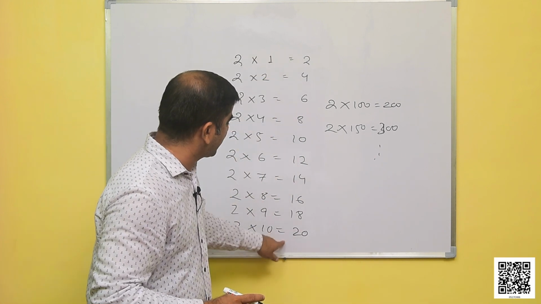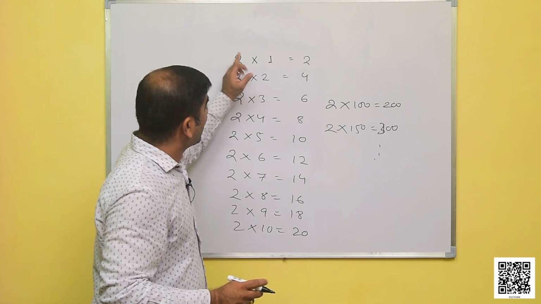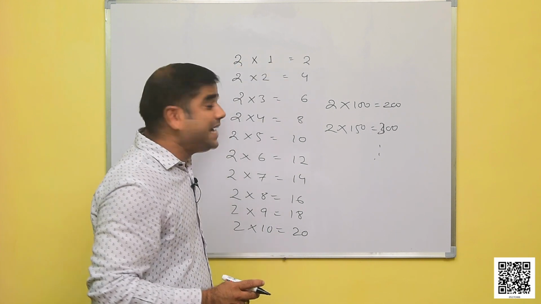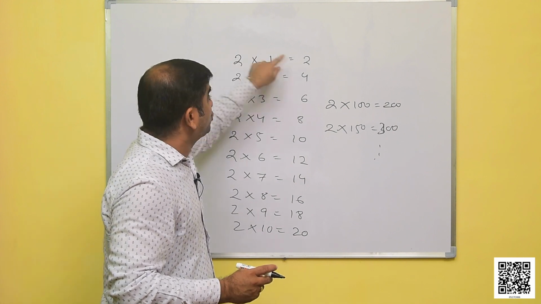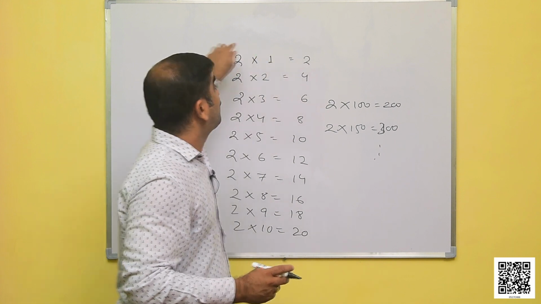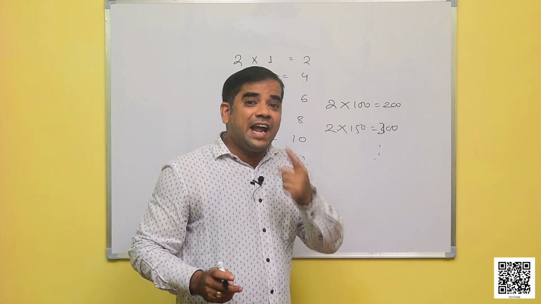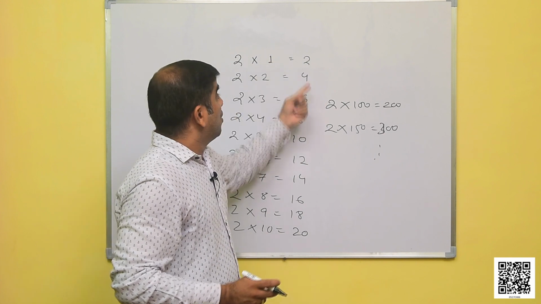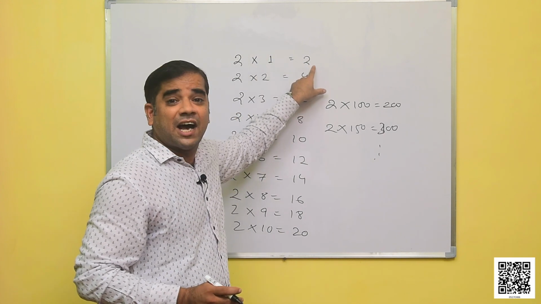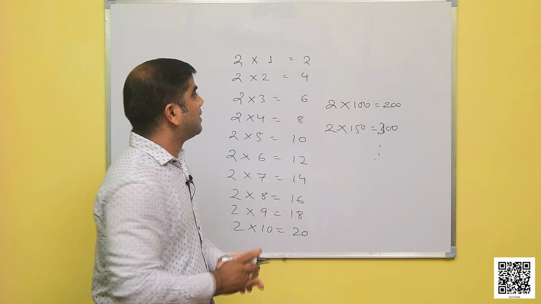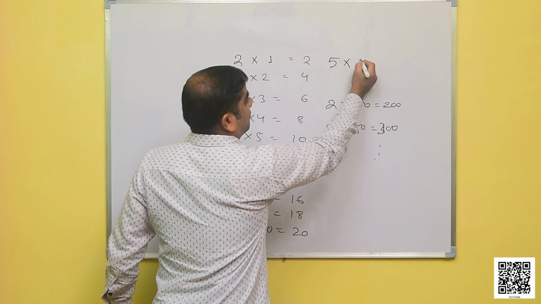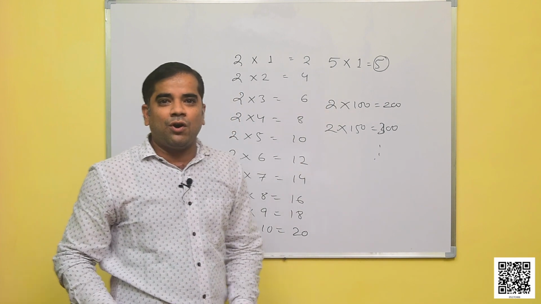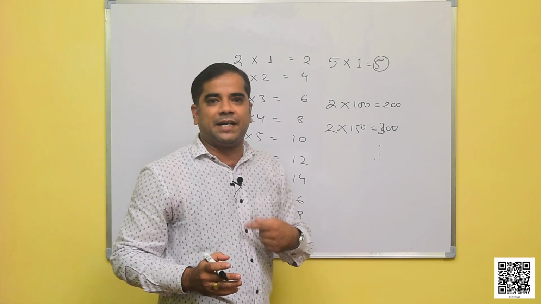And what are all these numbers related with 2? See, these are all the multiples of 2, because all these numbers are completely divisible by 2. So 2 is the smallest possible multiple of 2. From this we come to know that every number is a multiple of itself. When we multiply any number with 1, we get the number itself, so it is the smallest possible multiple of any number. For example, 5. When we multiply 5 with 1, we get 5, which is the smallest multiple of 5. So it's clear that every number is a multiple of itself.